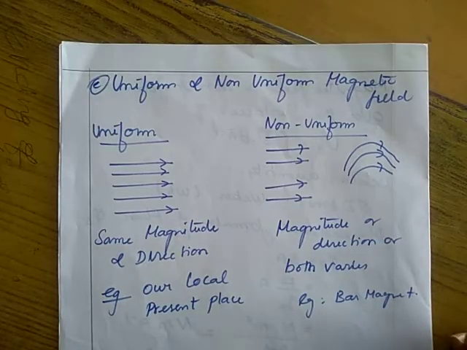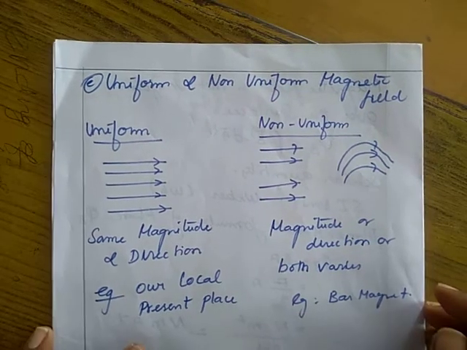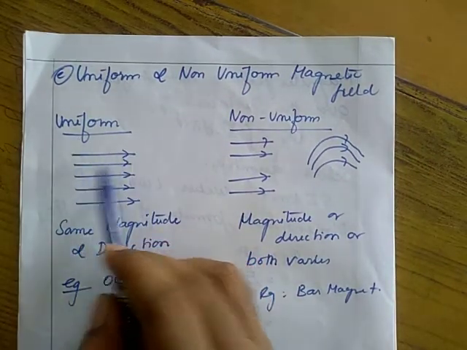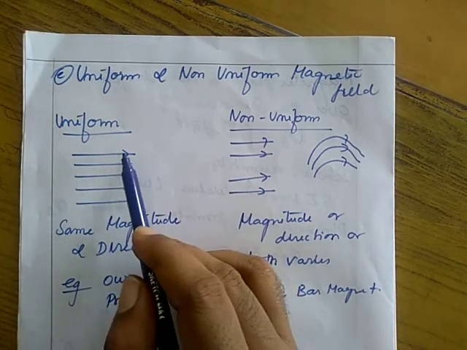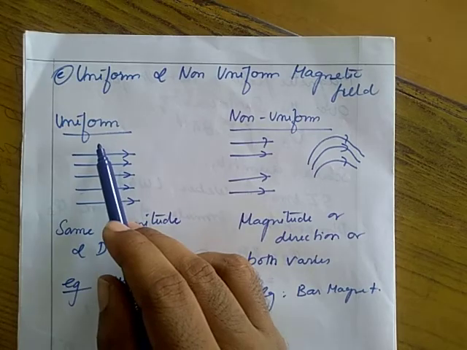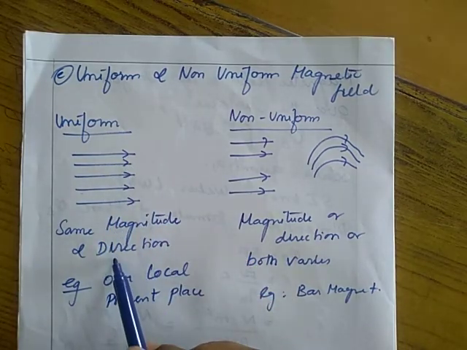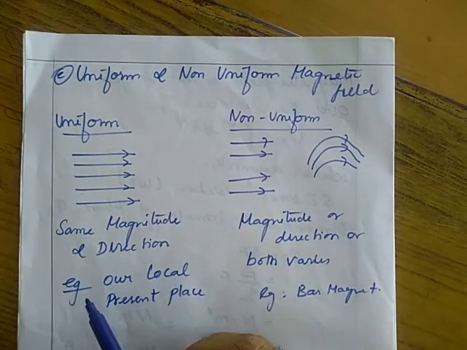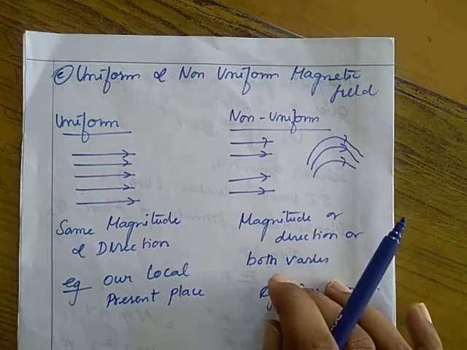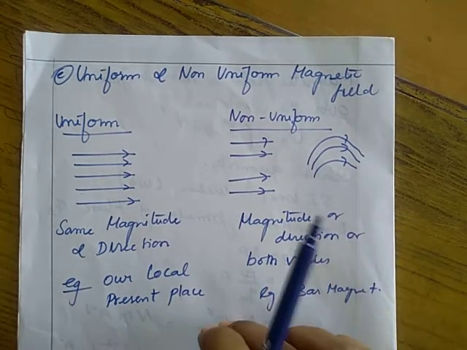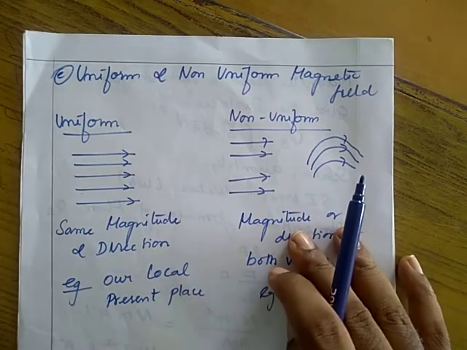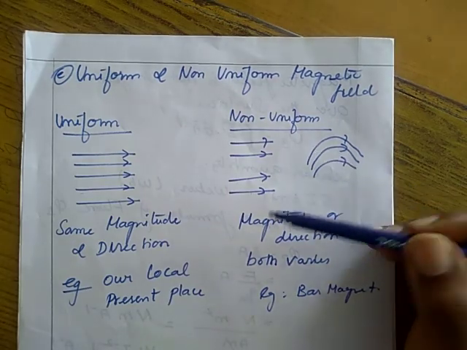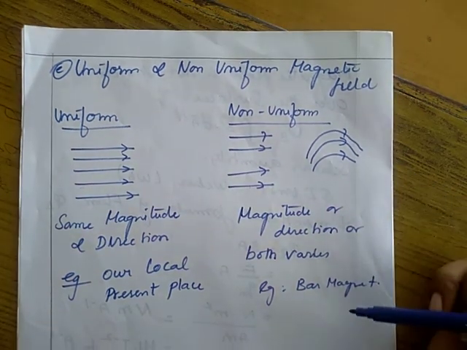It is also represented in one more unit called Tesla. Then uniform and non-uniform magnetic field. Here first we see the uniform magnetic field. In a uniform magnetic field, all the field lines are in the same direction with the same magnitude. The magnitude and direction are the same at all points in the region. For example, our local space: in our present area the magnetic field is uniform. Then non-uniform magnetic field, here the magnitude and the direction both vary. For example, a bar magnet.